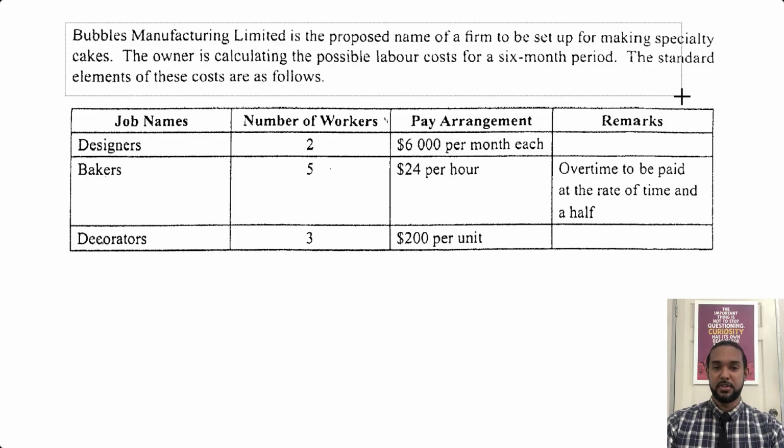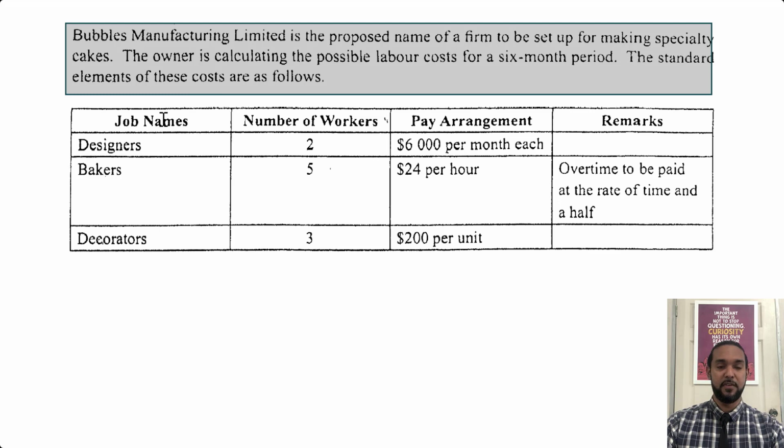And with that said, let's get into the solution. Okay, so we're going to start as we usually do and take a read of the information in the question. It says, Bubbles Manufacturing Limited is the proposed name of a firm to be set up for making specialty cakes. The owner is calculating the possible labor costs for a 6-month period. The standard elements of these costs are as follows.